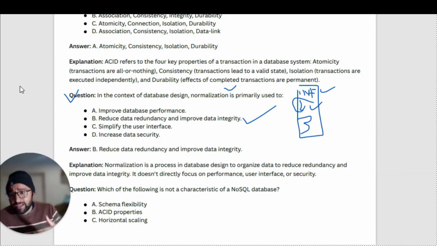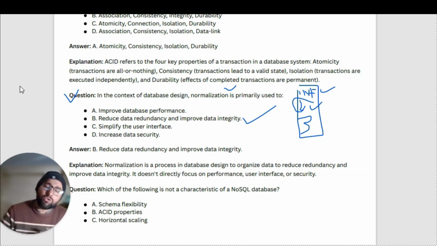And there have been multiple times when this sort of MCQ comes in the exam, which says in which normal form we remove transitive dependencies. So try to remember this. So what we do with the table is we try to break this table in two such that this transitive dependency will be eliminated.